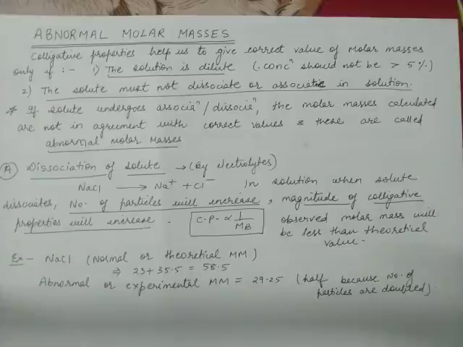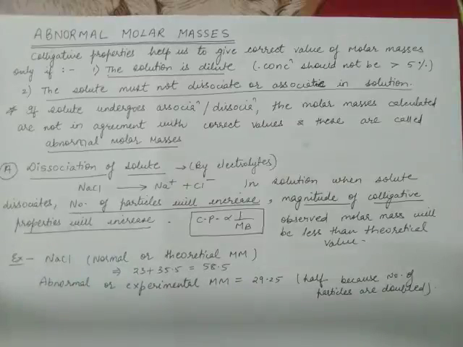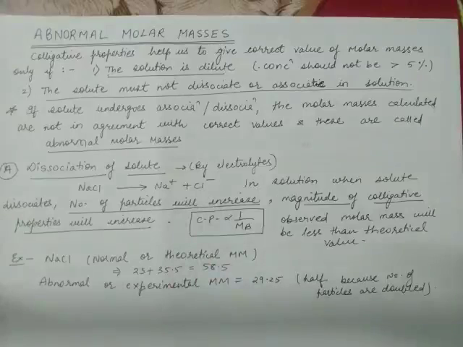Now what is the meaning of association or dissociation? Let's discuss this thing. The first is dissociation of solute. Which solutes dissociate? Electrolytes. Now what are electrolytes? Acids, bases and salts are electrolytes. So when acids, bases and salts are dissolved in water, they dissociate. One example I am taking here is sodium chloride. When you dissolve sodium chloride in water or any other polar solvent, it dissociates into Na+ and Cl-.